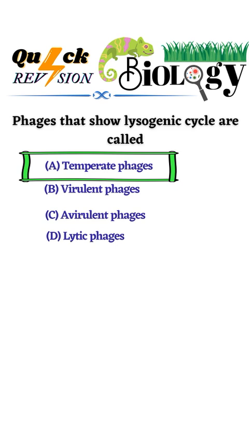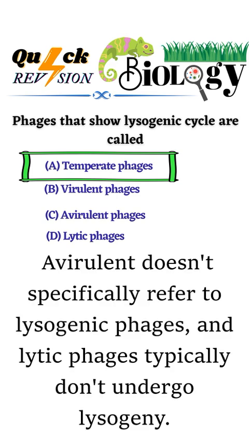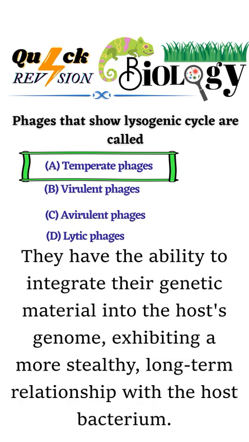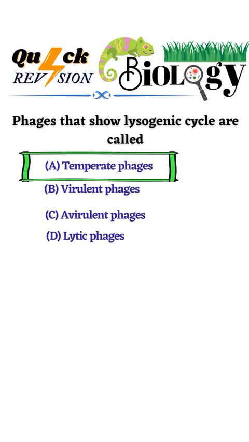Options C, avirulent phage, and D, lytic phage, are not accurate in this context. Avirulent doesn't specifically refer to lysogenic phages, and lytic phages typically don't undergo lysogeny. So, in summary, phages that show the lysogenic cycle are termed temperate phages. They have the ability to integrate their genetic material into the host's genome, exhibiting a more stealthy, long-term relationship with the host bacterium. I hope this clarifies the concept for you. If you have any more questions or topics you'd like to explore, feel free to let me know.